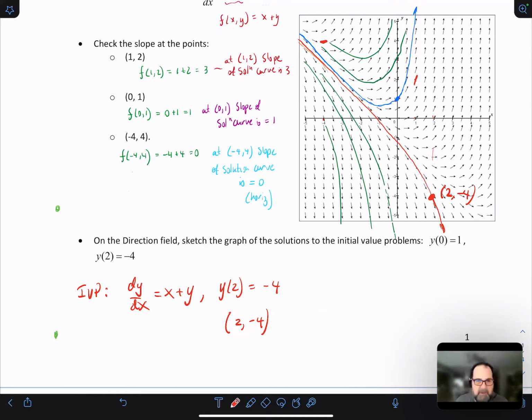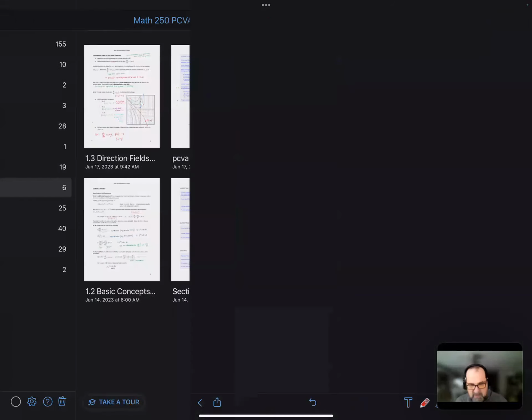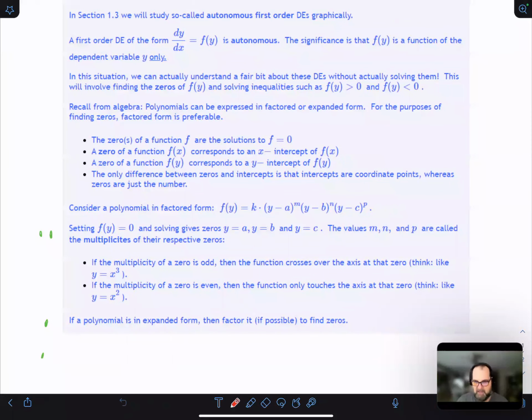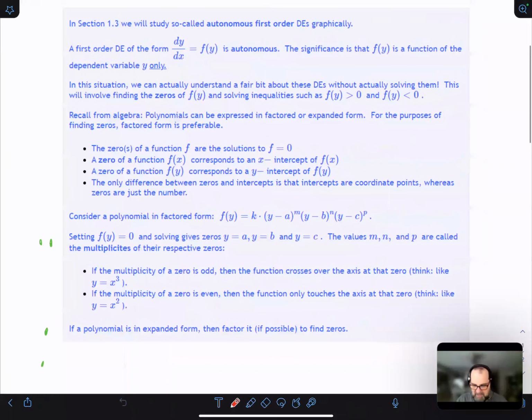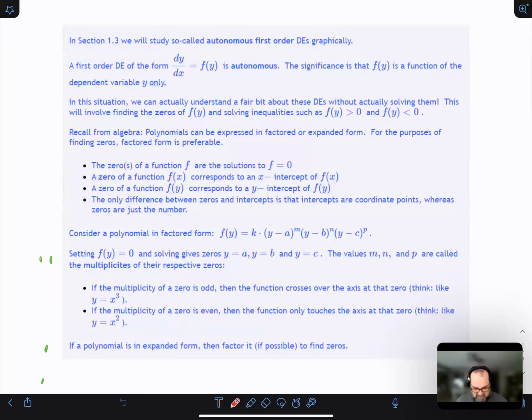So that's the first page of the notes. We will cover the rest of those notes in class together. What remains here for the video is some prerequisite material. So I want to talk about a couple of concepts that we will talk about later in this note packet. We're going to be talking about something called autonomous first order differential equations.